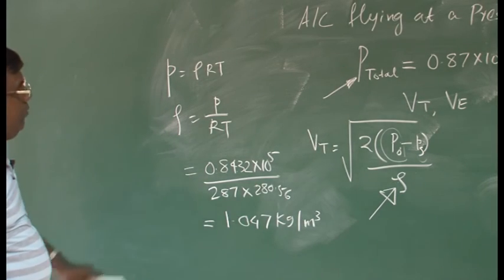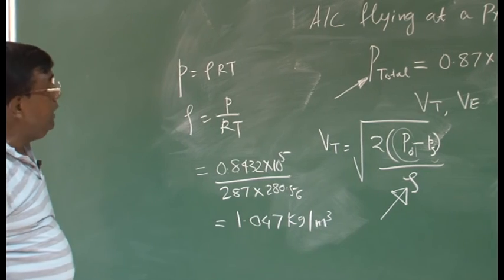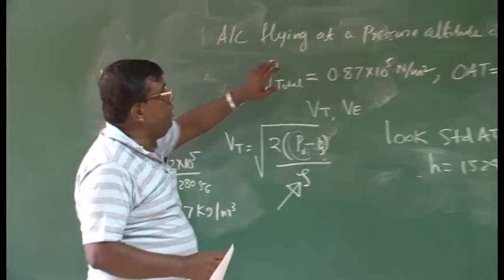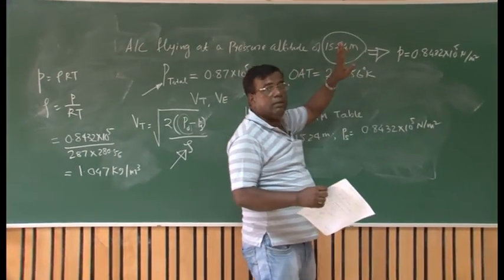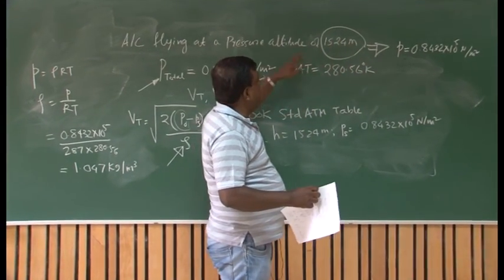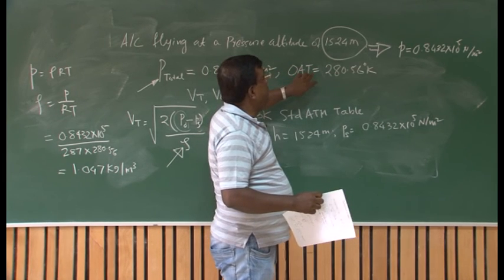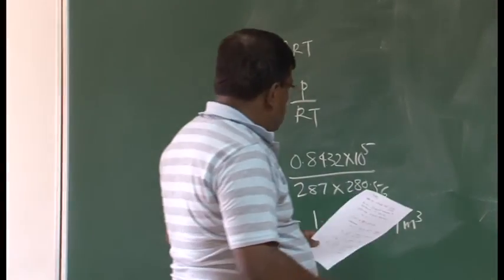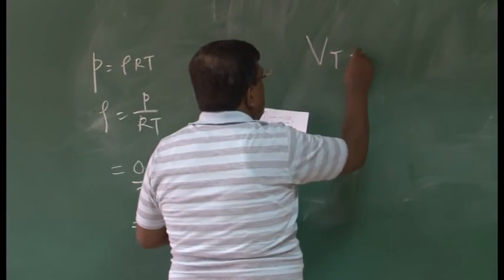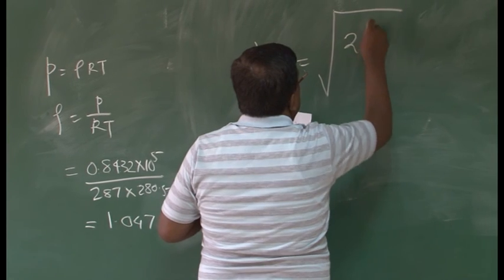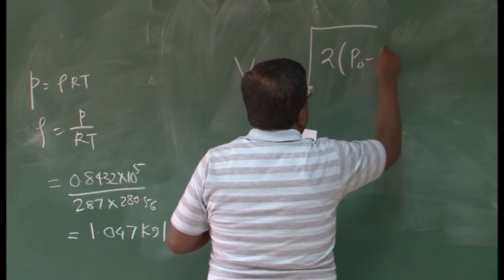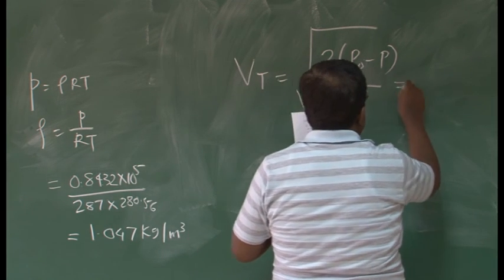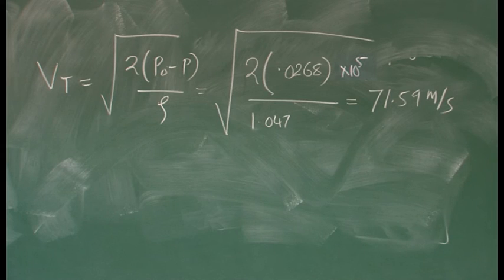So what is this 1.047 kg per meter cube? It is the density of air where the pressure altitude was 1524 meter. And what I have used? I have used additional information, what was the outside air temperature at that altitude. Okay? So I have to find V true. V true, I know it is square root of 2 times P naught minus P by rho. By now I know the value of rho. So I substitute, this is 71.59 meter per second.